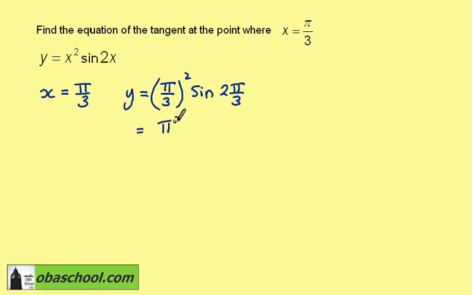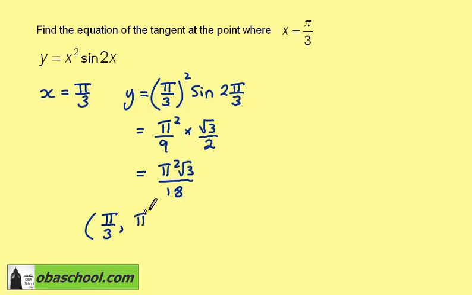This is π squared divided by 9, and the sine of 2π/3 is the sine of 120 degrees, which you should know is root 3 over 2. So we have π squared root 3 over 18. So this point on the curve, where we draw the tangent, is at π/3, π squared root 3 over 18.